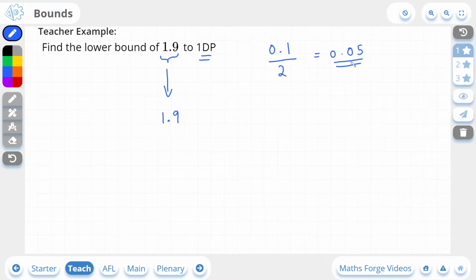For this question, we're finding the lower bound of 1.9. So we're going to take the 0.05, which we found from this 1 decimal place here, and subtract it from 1.9. This is going to leave us with 1.85. And if we check our answer, there it is.